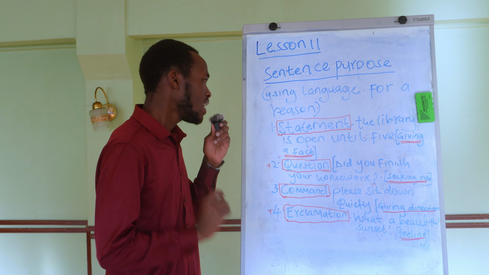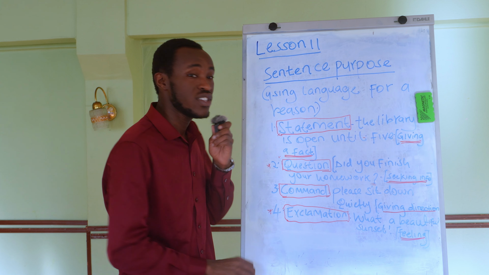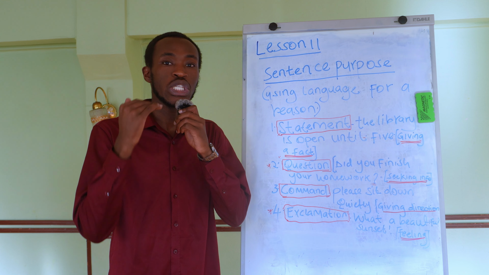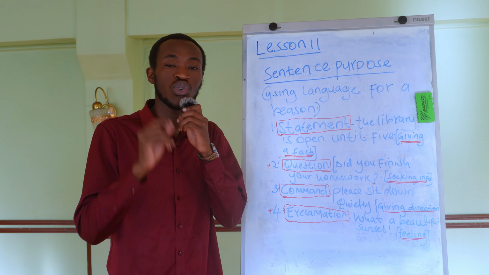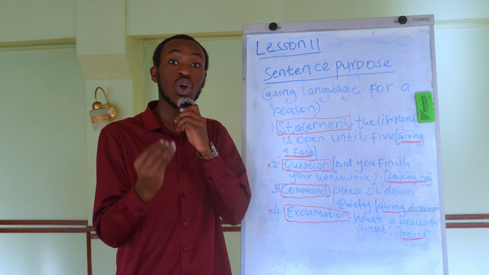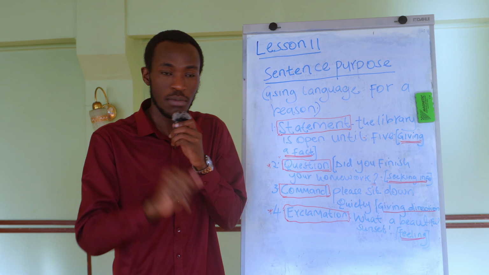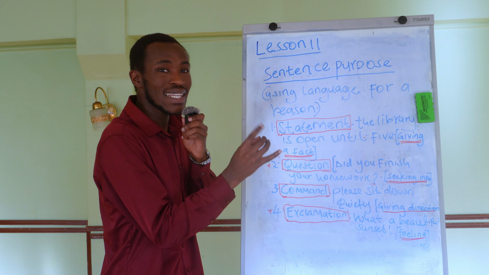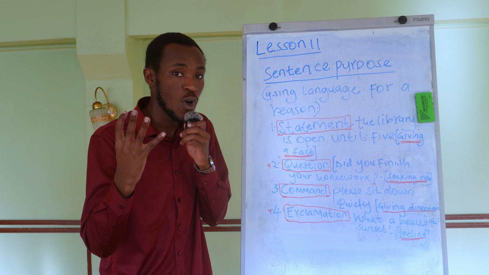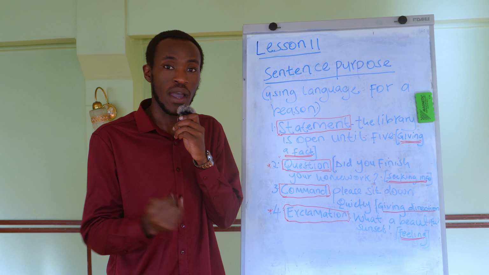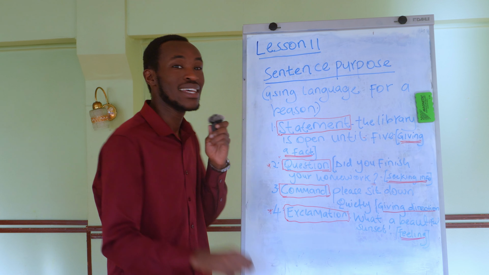Now, number one, using language for a reason. We must always use language for a reason. You can't begin speaking or communicating without a reason. Number one, the reason is this. Sentence purpose. I want to teach you 4 sentence purposes. Are we together? The first one being statement.